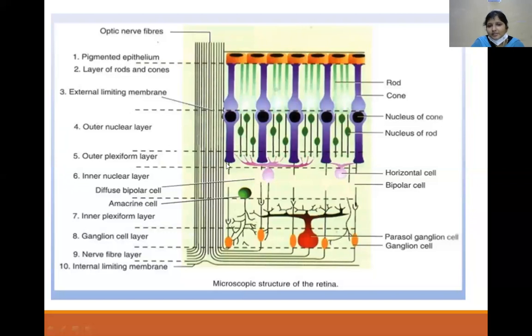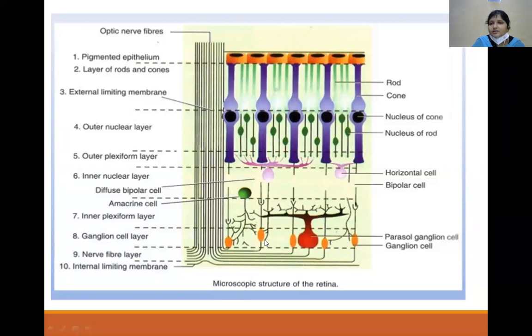Next, the outer plexiform layer, containing synapses between rods and cones with the dendrites of the bipolar cells. Next is the inner nuclear layer, which contains bipolar cells, horizontal cells, amacrine cells, and Muller cells. Next is the inner plexiform layer, with synapses between the axons of bipolar cells and dendrites of the ganglion cells.